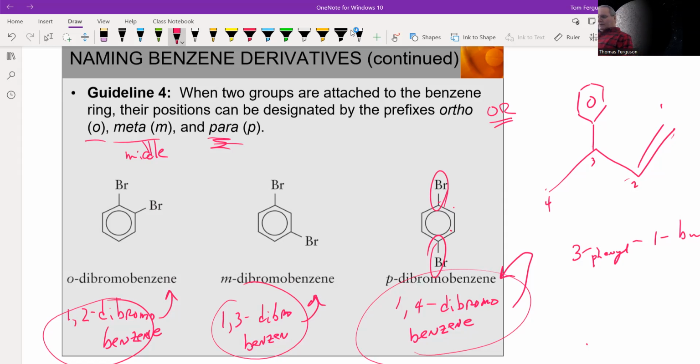ortho-dibromobenzene. 1,3-dibromobenzene, meta-dibromobenzene. And lastly, para-dibromobenzene, 1,4. Both of those are acceptable.